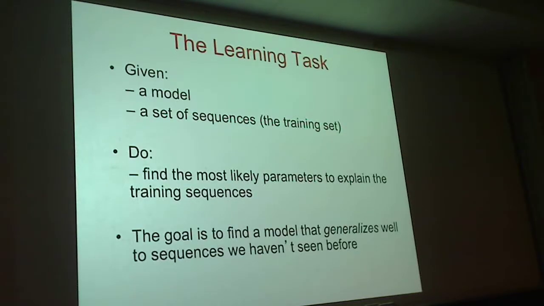Okay, so how do we learn? You have a model, and you need a set of training sequences. So now you need to find the most likely parameters to explain those training sequences. Your model should capture the features of the training set. If you train it, the hidden Markov model is going to memorize each and every sequence, that's very clever, of course, memorizing everything.